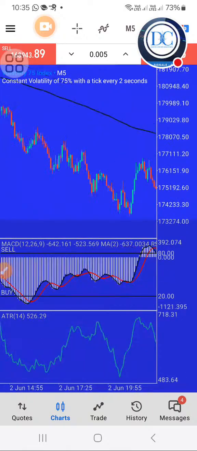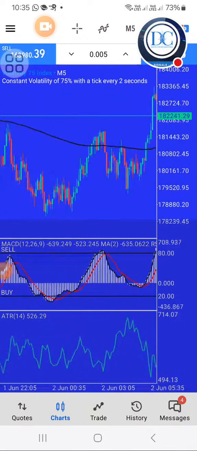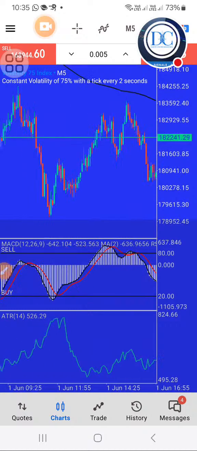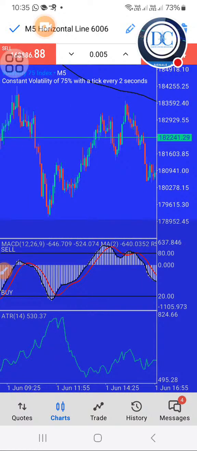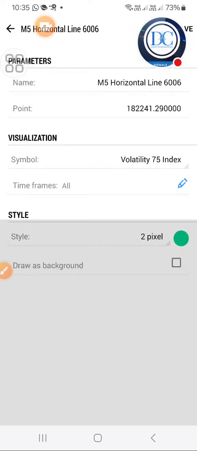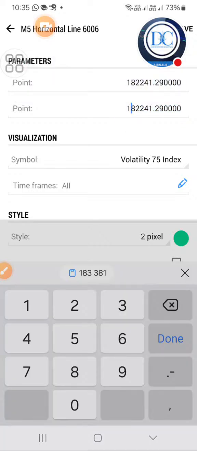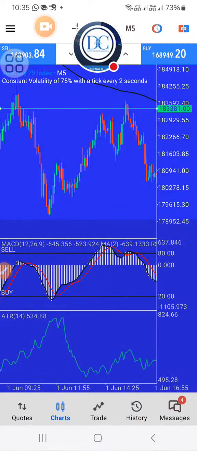I'm taking this time so that you can see how. Where is this? Yeah, here. So let me just place my stop loss. It will be here. Paste this value. Okay, save. Okay, we're going to be taken out.